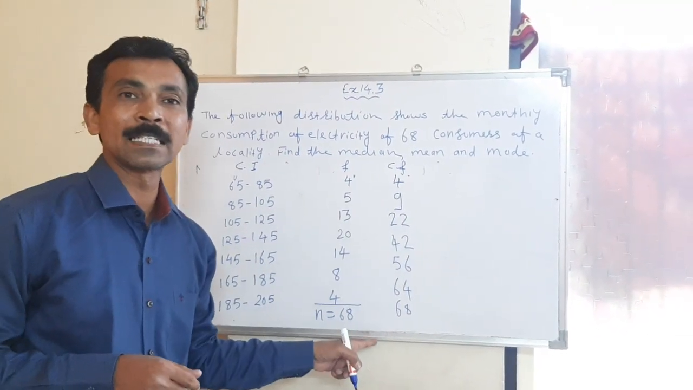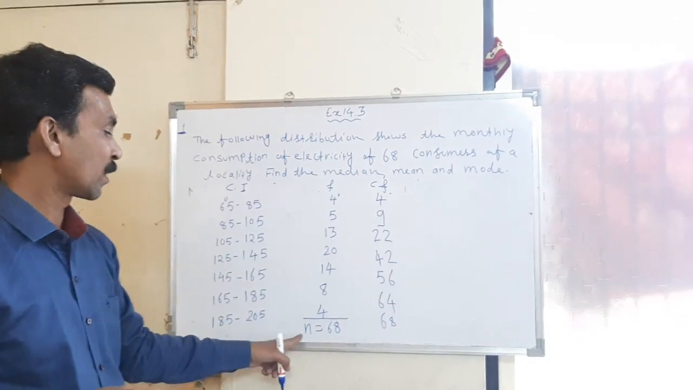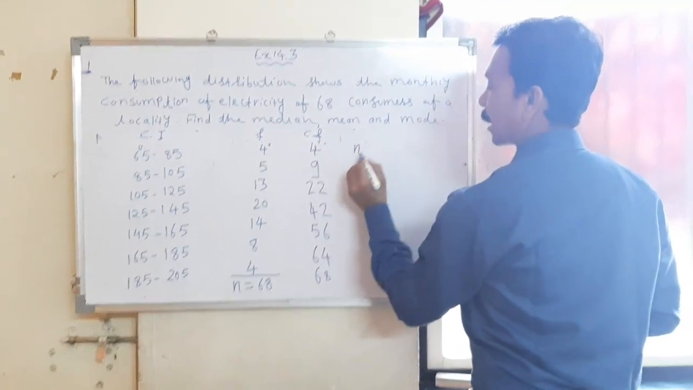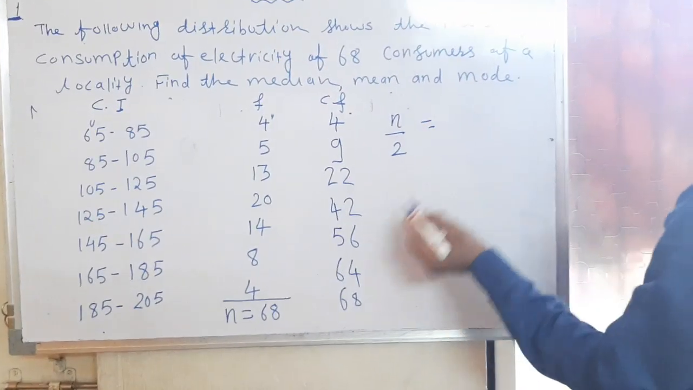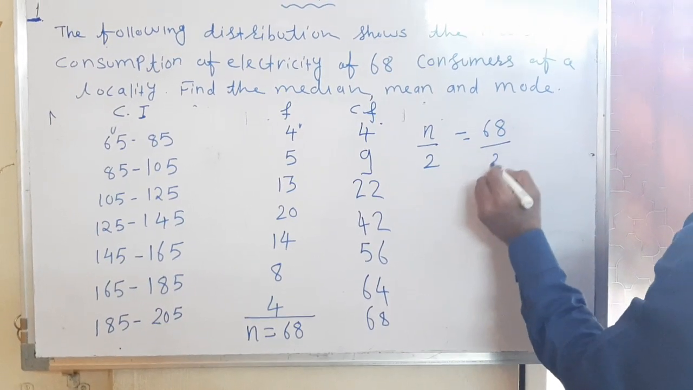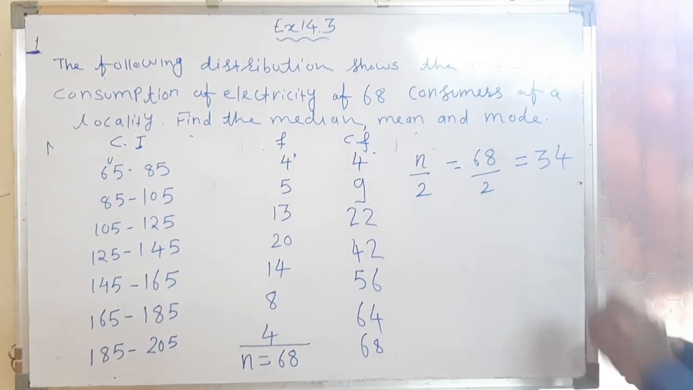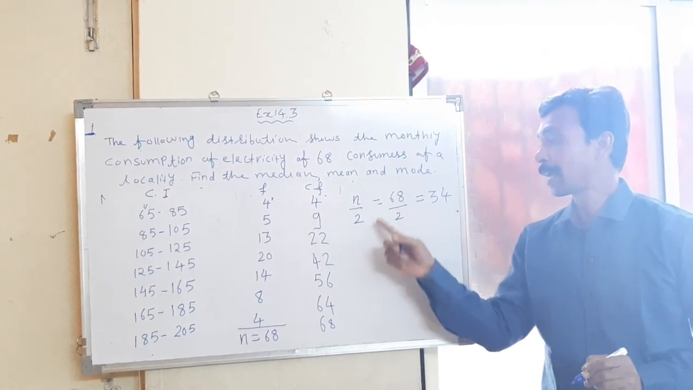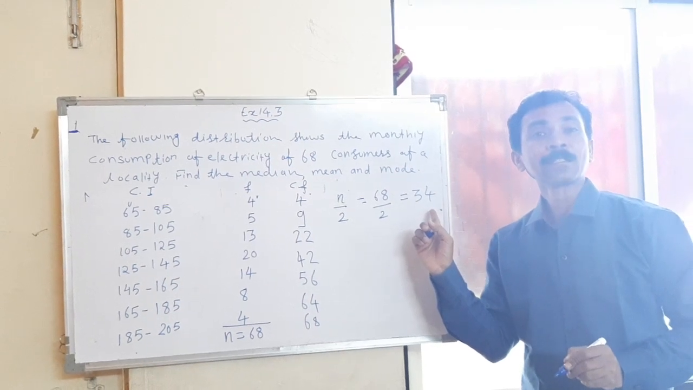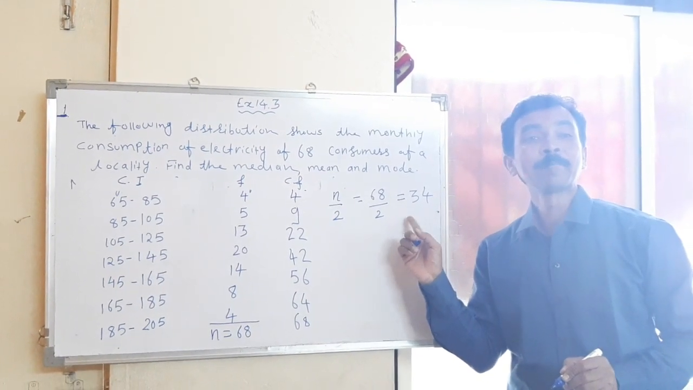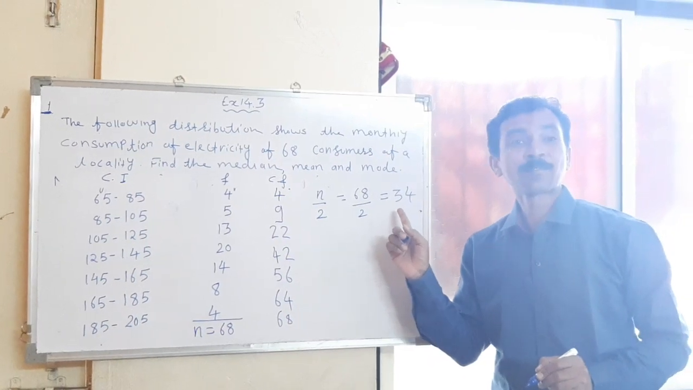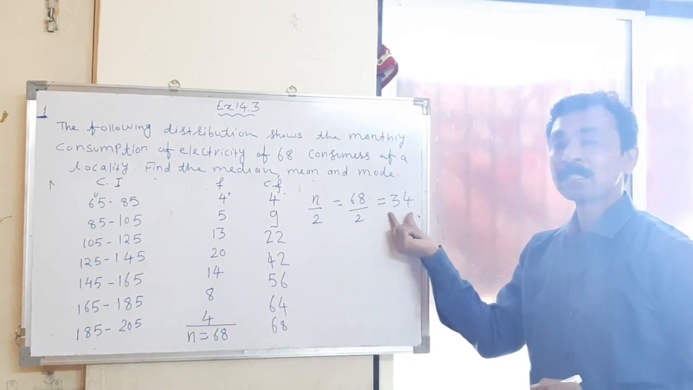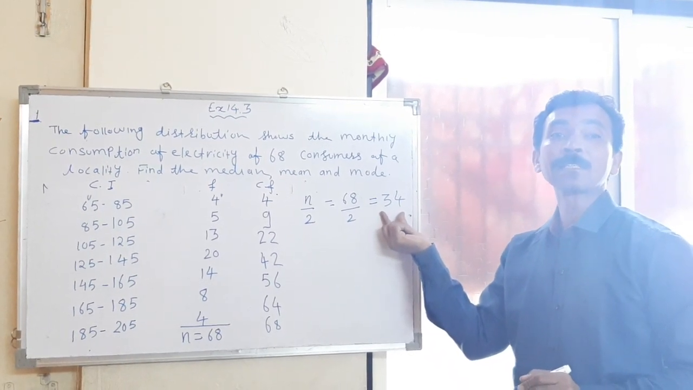After finding cumulative frequencies, what do we have to do? We have to take half of N. So, N by 2 is equal to 68 by 2, which is equal to 34. Now, there must be a question in your mind: why do we have to take N by 2? From N by 2, we get the median class. Now we have to find the median class. We have to see 34, and look for the value greater than 34.